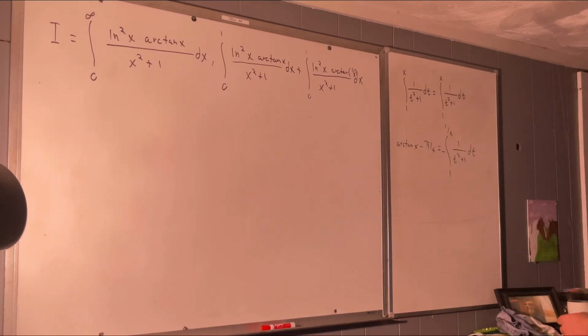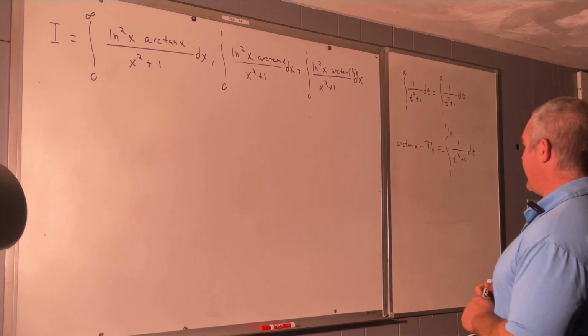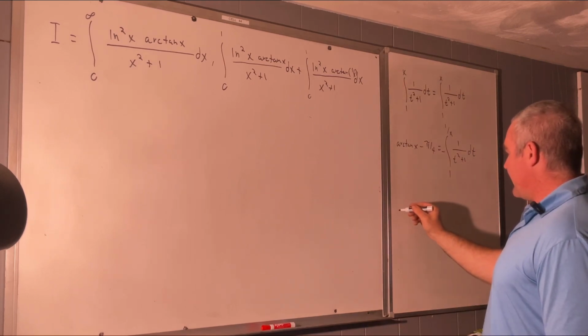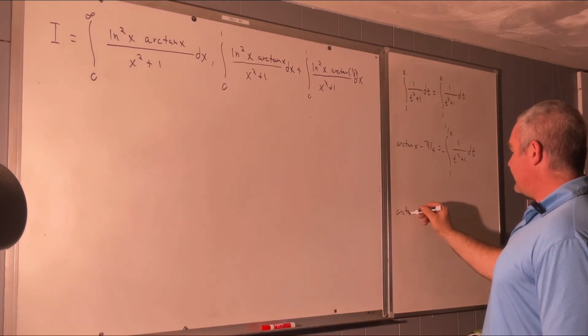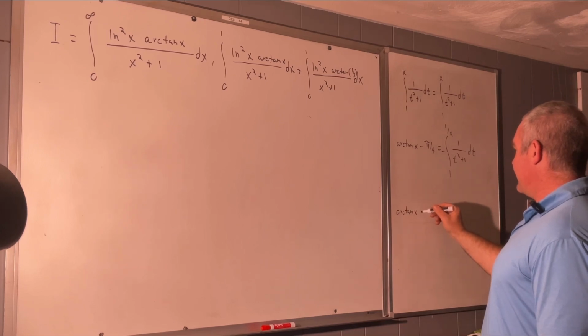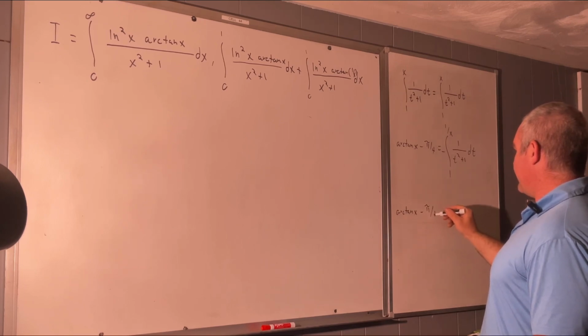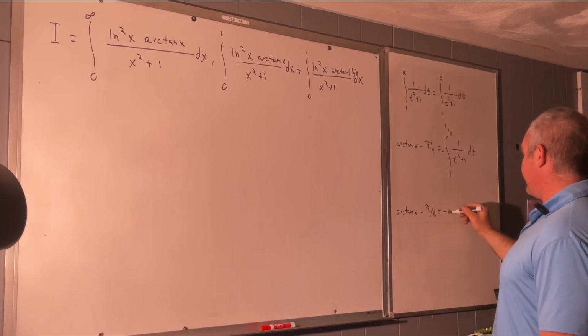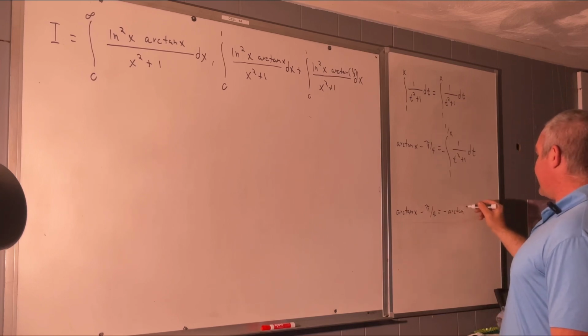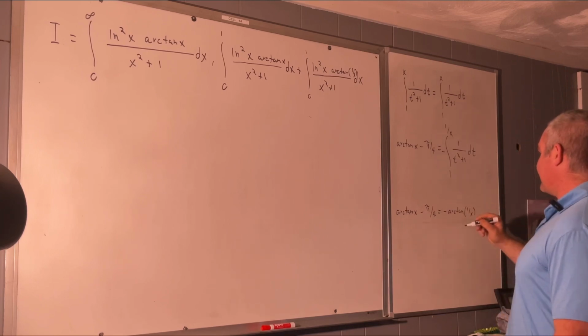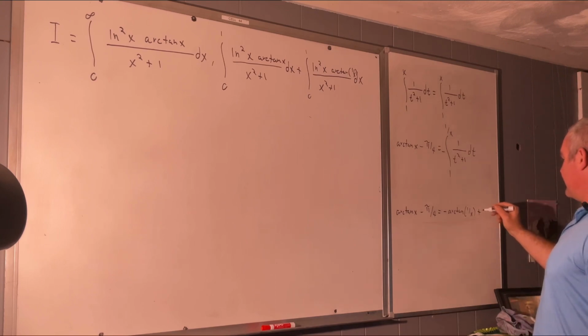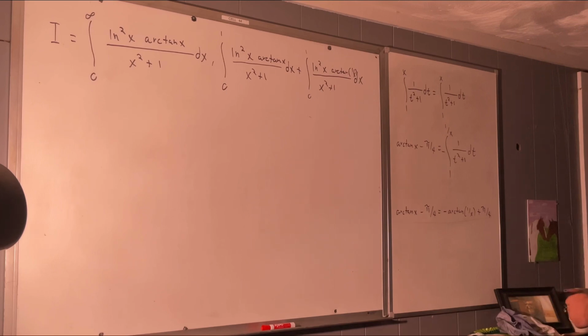All right, so now let's go further with it. That means that arctangent of x minus pi over 4 is equal to negative arctangent of 1 over x plus pi over 4. All right. So now we have our identity.